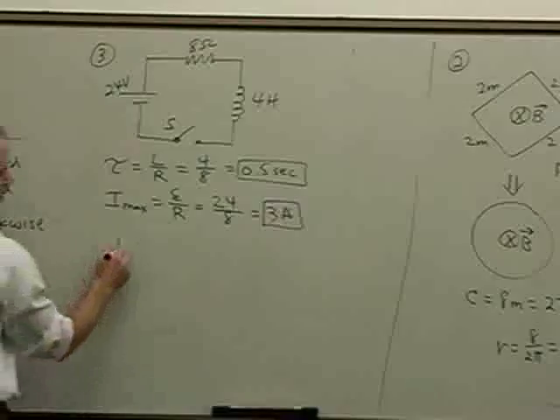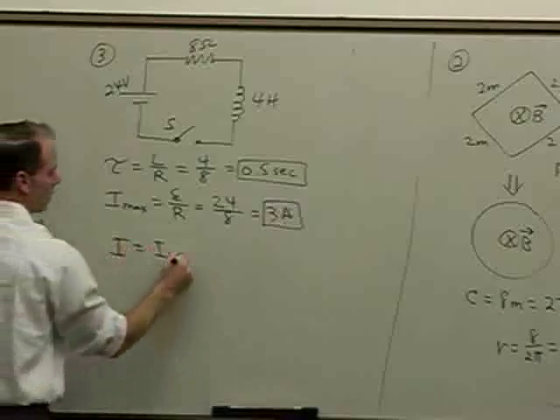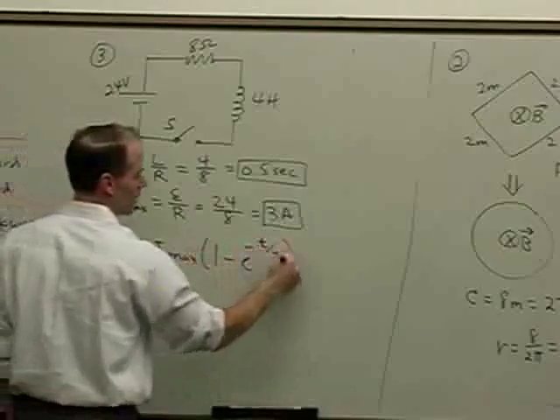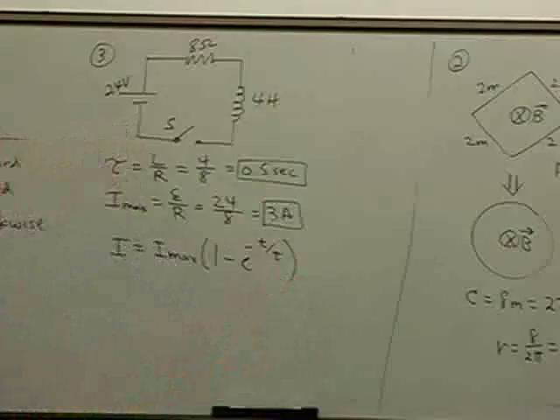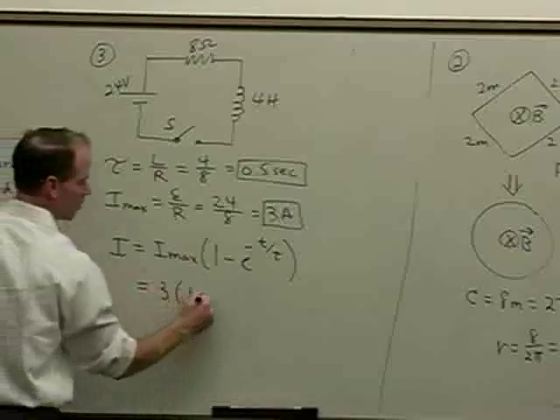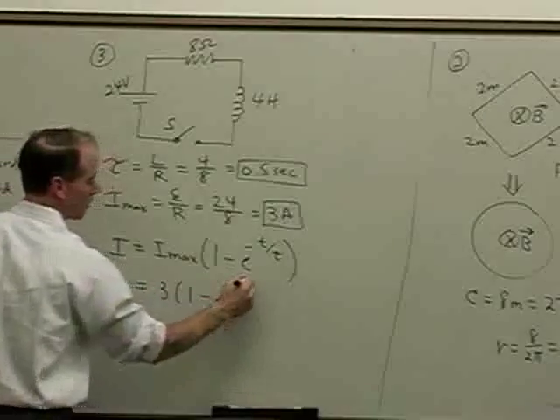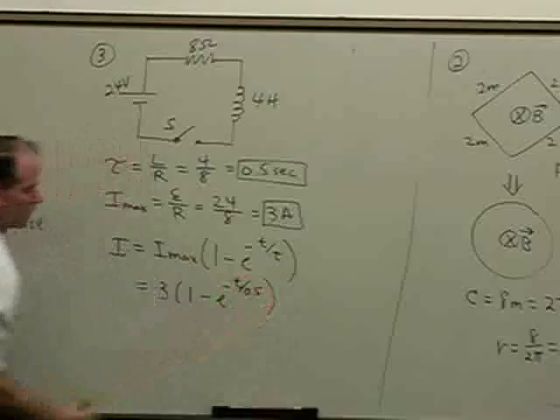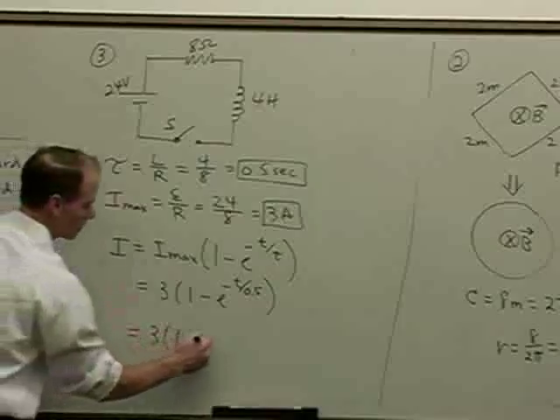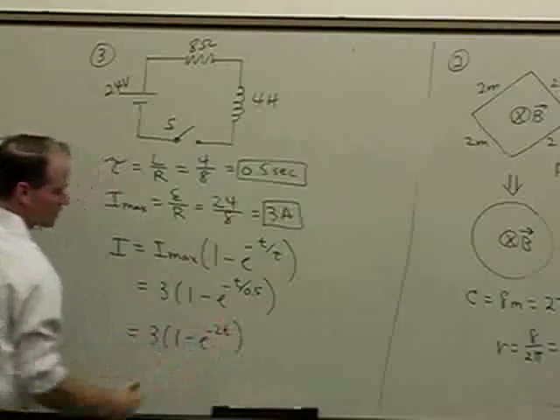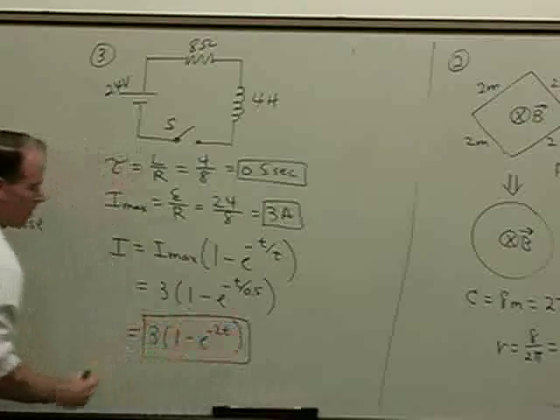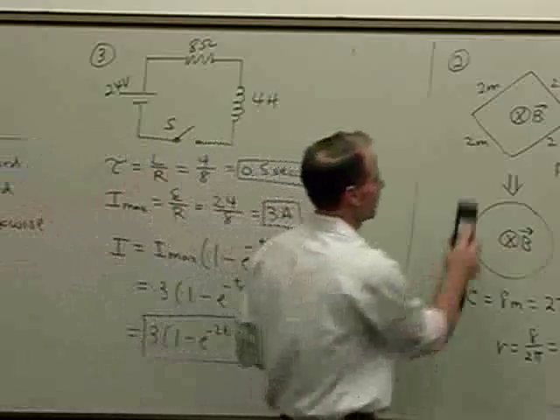The current for all time is going to equal the maximum current times 1 minus e to the negative time over the time constant, e to the negative t over tau. Now I put these values in, and I have the current for all time is equal to 3 times 1 minus e to the negative t over 0.5. 1 over 0.5 is 2, so this is 3 times 1 minus e to the negative 2t. That is the current for all time after we close that switch.